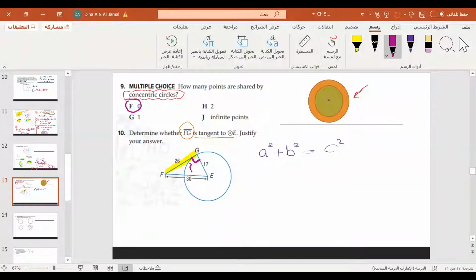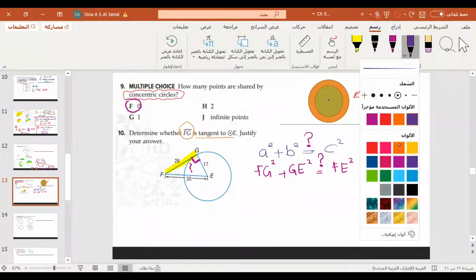If we add FG squared plus GE squared, am I going to get FE squared? So let's now substitute and check, am I going to get this or not?